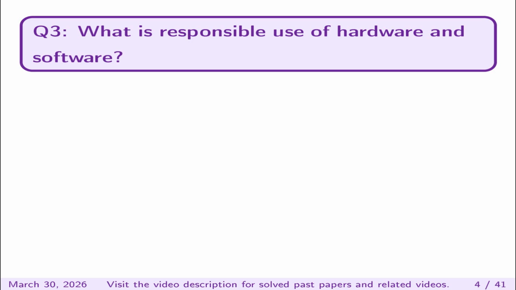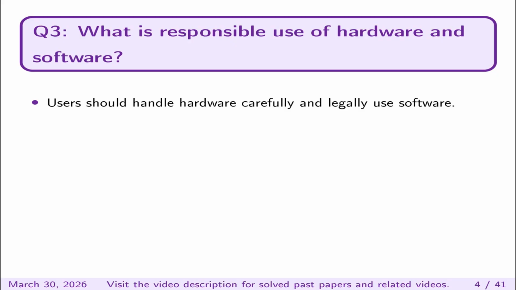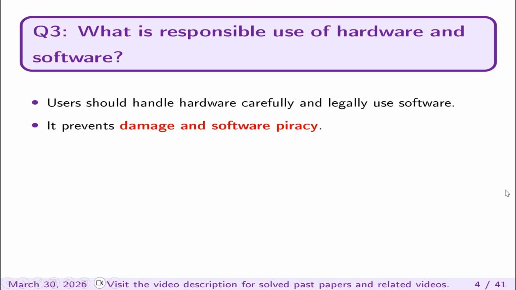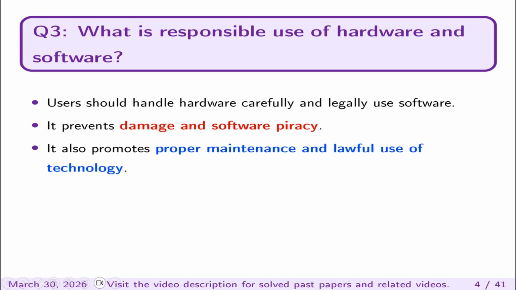Question number 3, what is responsible use of hardware and software? Users should handle hardware carefully and use software legally. It prevents damage and software piracy. It also promotes proper maintenance and lawful use of technology.